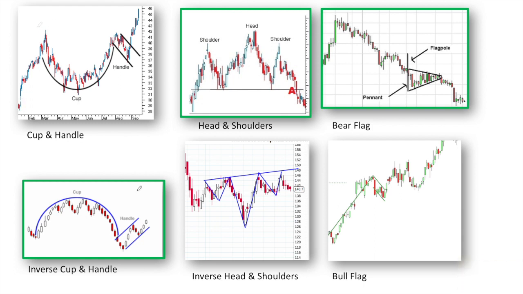Let's get into it. So let's look at some of the candlestick patterns right now, and I've outlined in green the ones that we're going to look at on the Bitcoin chart that we're looking at today, the active chart that we're looking at today. Starting with the cup and handle.